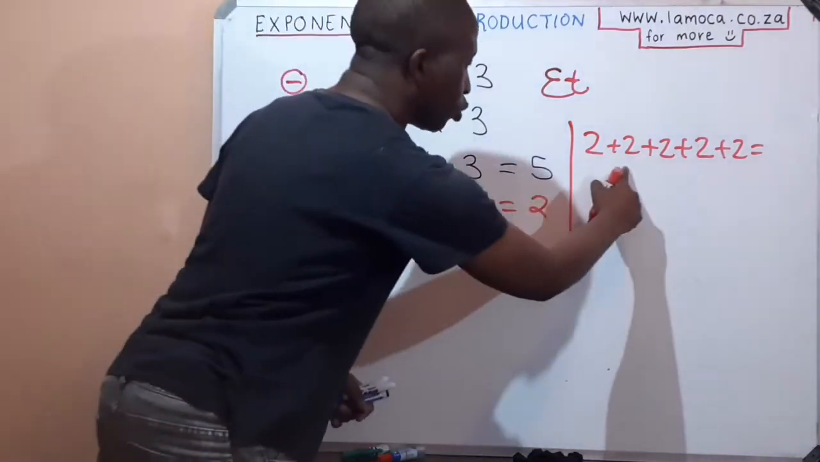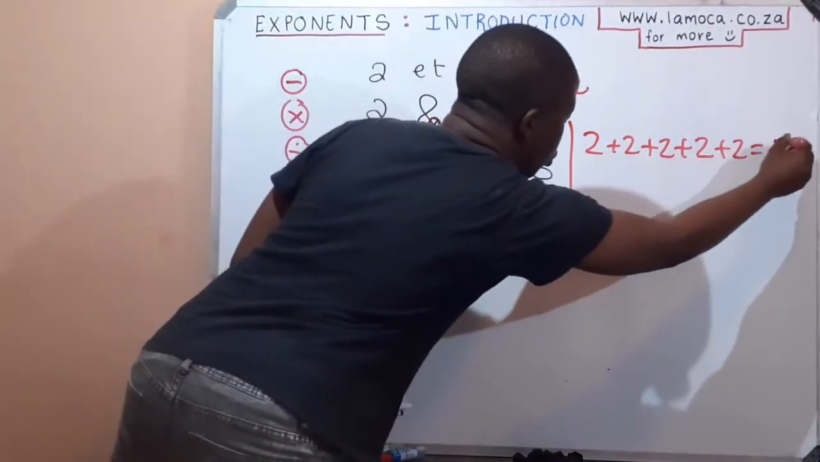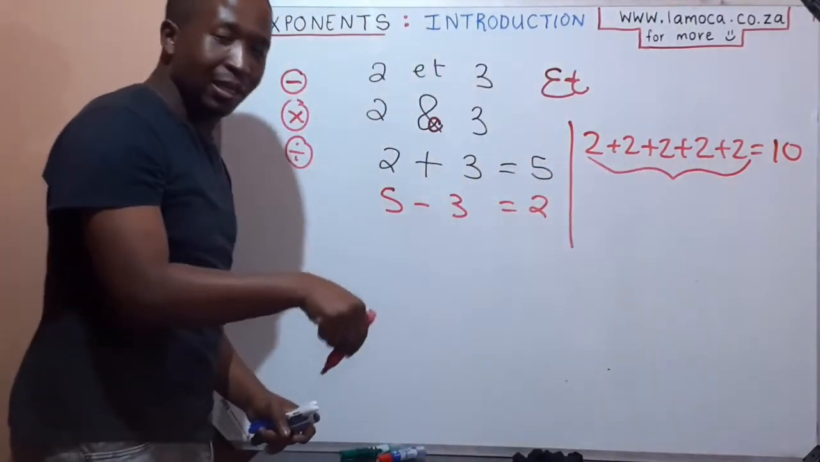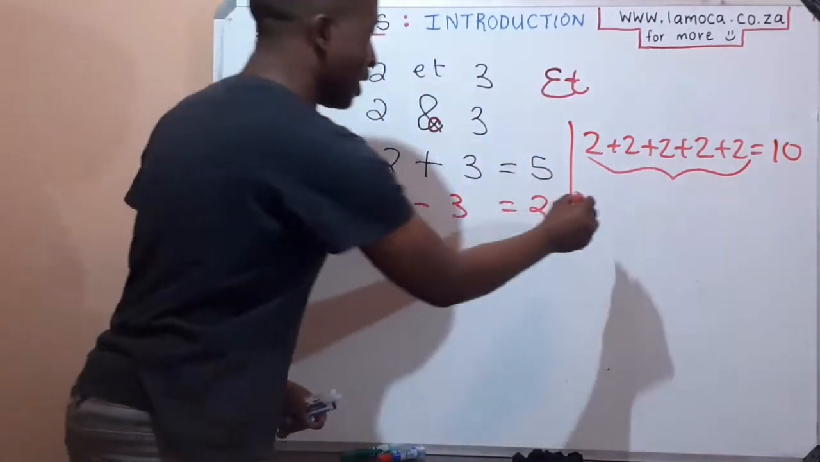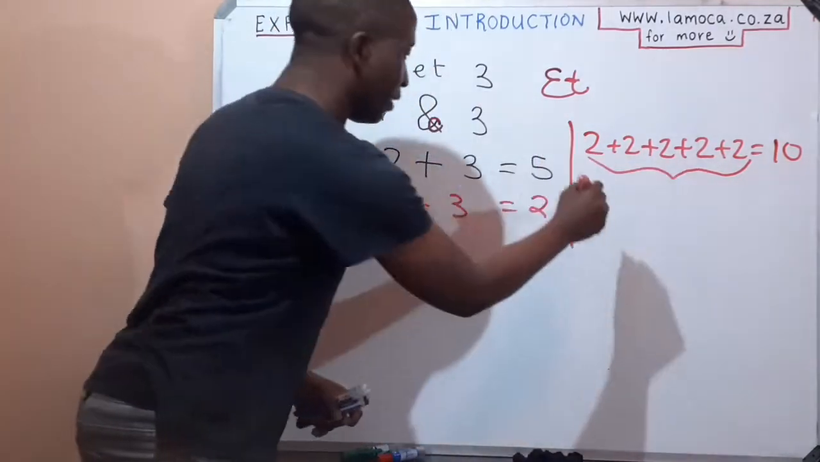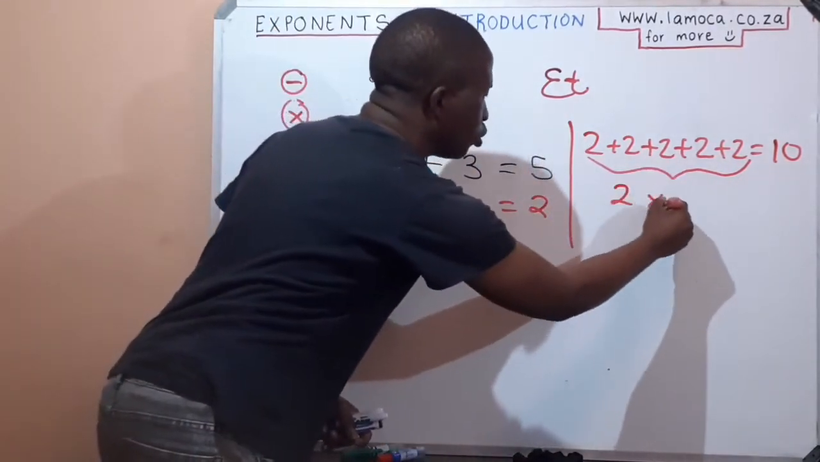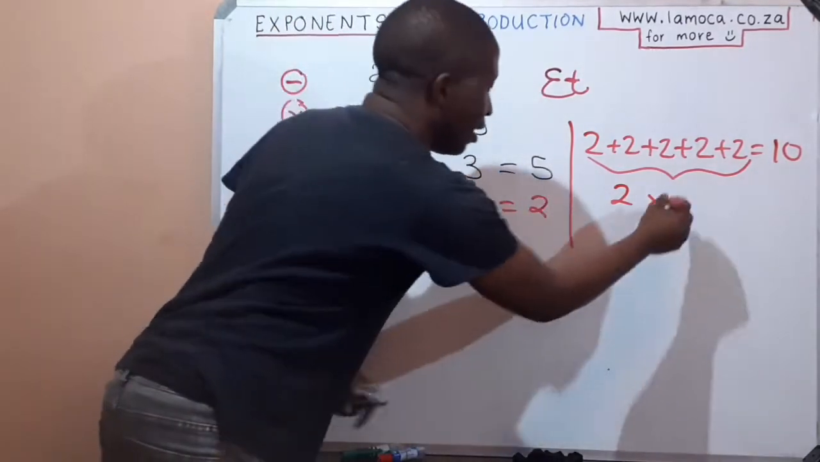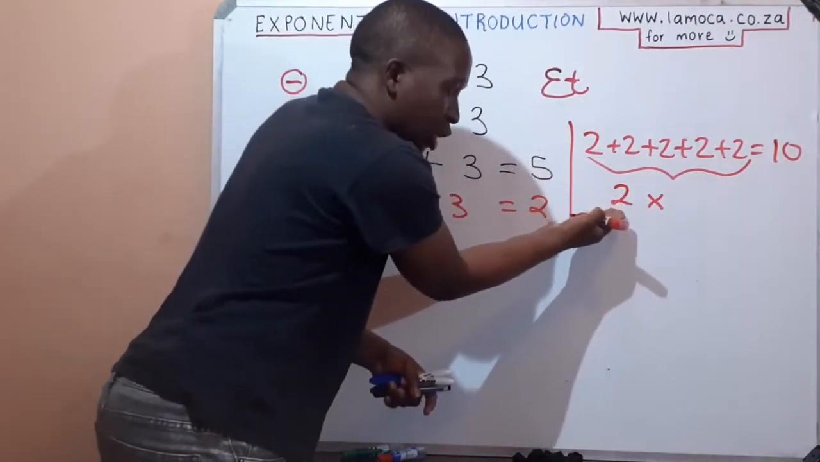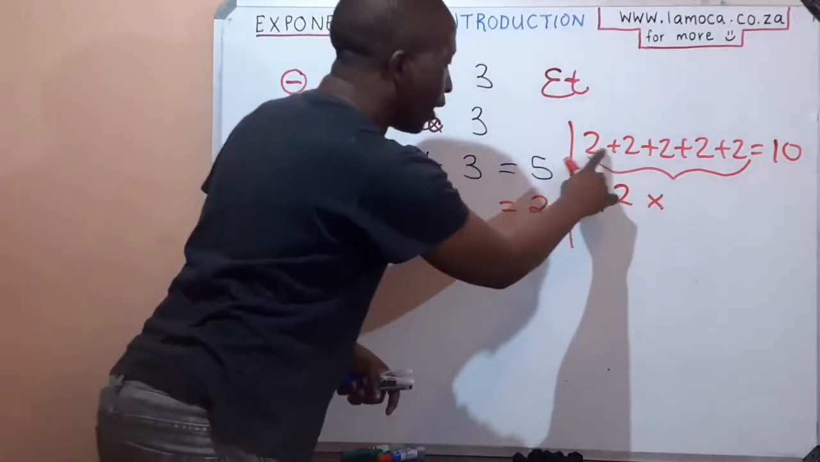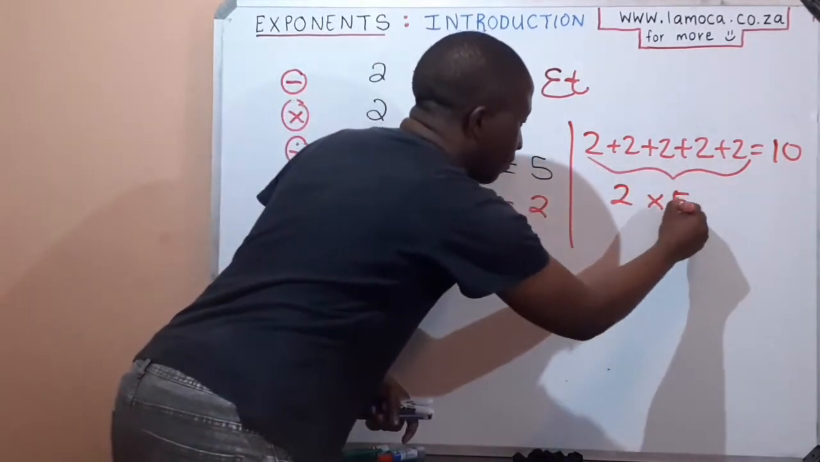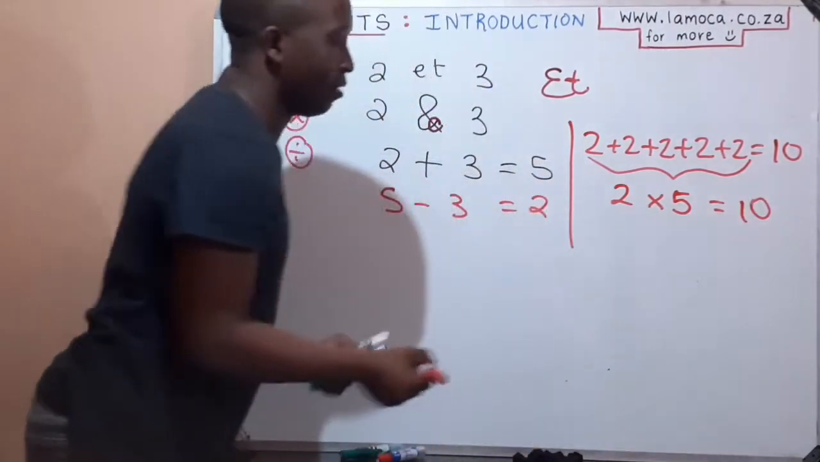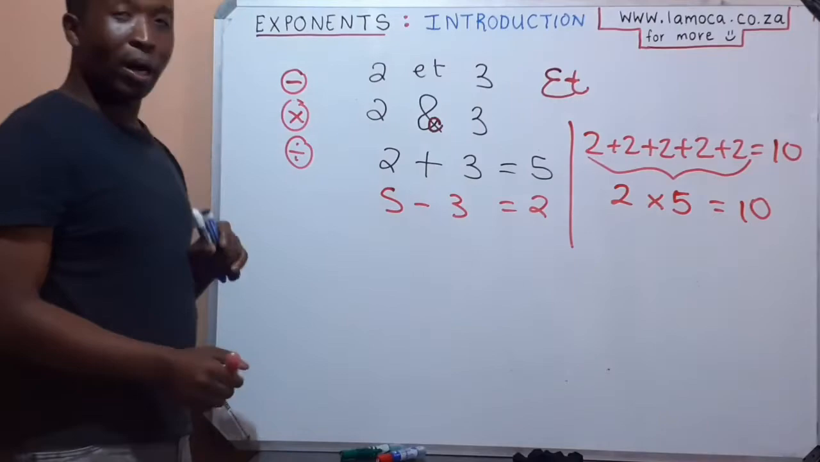So we know that 2 plus 2 plus 2 plus 2 plus 2 gives you 10. Now, this process of repeated addition became multiplication, because we then said, instead of writing all that, let's call it 2 and introduce a new symbol to represent a repeated addition. And then we say, you are repeating the addition of 2 how many times? 1, 2, 3, 4, 5, 5 times. And you guys know 2 times 5 happens to be equal to 10. Right. Now, the last one is division.